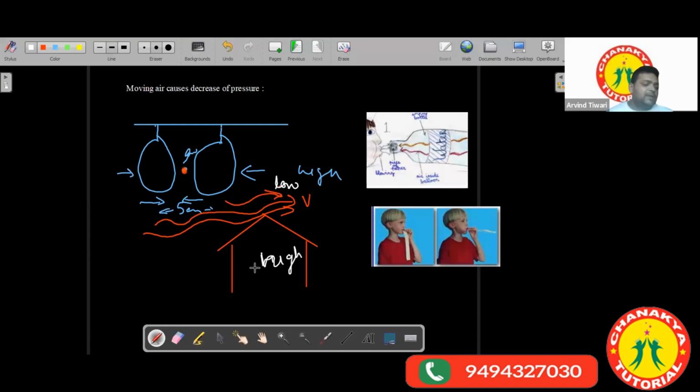Got it? Initially, the pressure on both the sides was the same, but here you have low pressure, here you will have high pressure when air starts blowing above it. As a result, due to high pressure, the thatched roof will experience more force from the bottom up towards the top, and hence it will move up. Okay, hence it will be blown away.